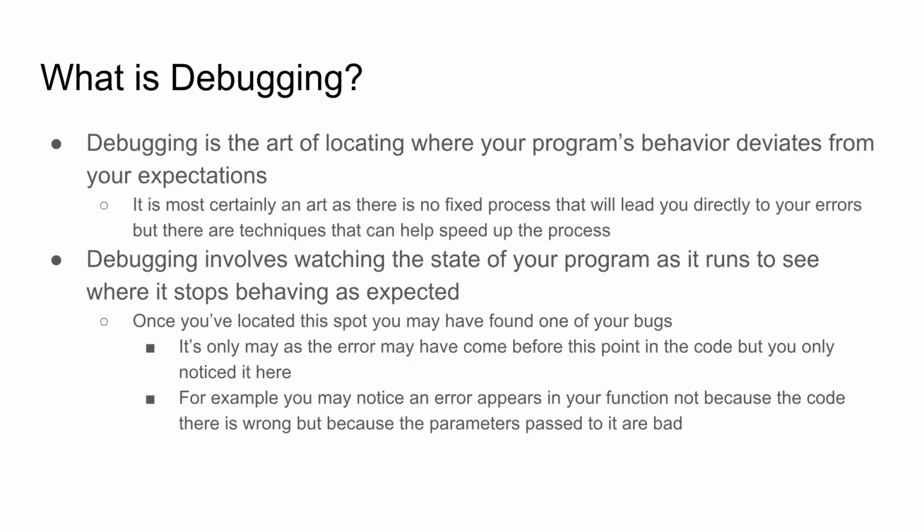So debugging is really an art, and it's locating where your program's behavior deviates from your expectations. To be able to do that, we need two different things. We need the ability to pause our program at certain points so we can figure out what's going on. And then we also need the ability to examine the values that are there. You need to have a really good idea of what should be happening, and then look at what is happening and see where those two things deviate. It can take a bit of time to pinpoint where your error is actually happening.